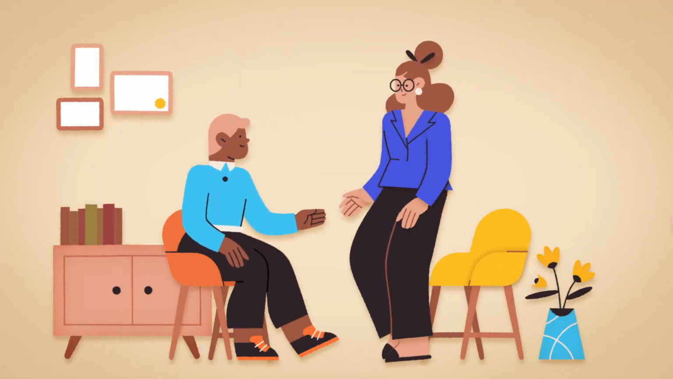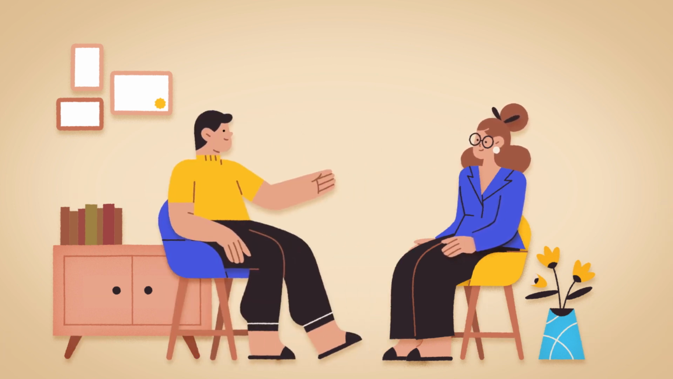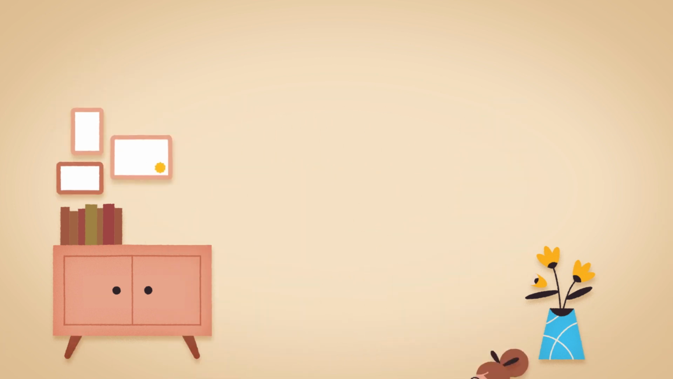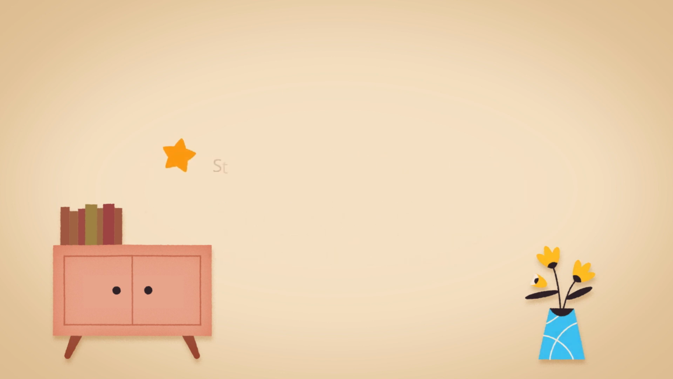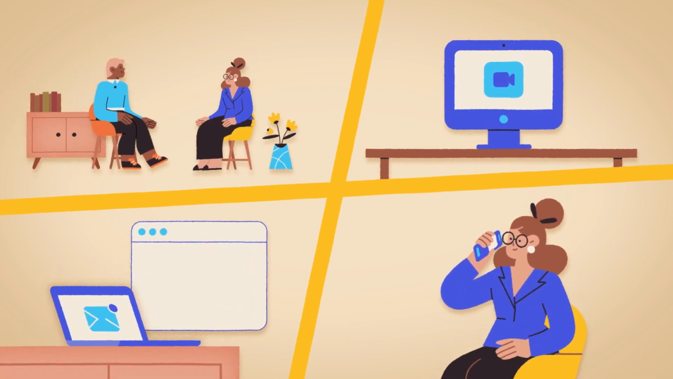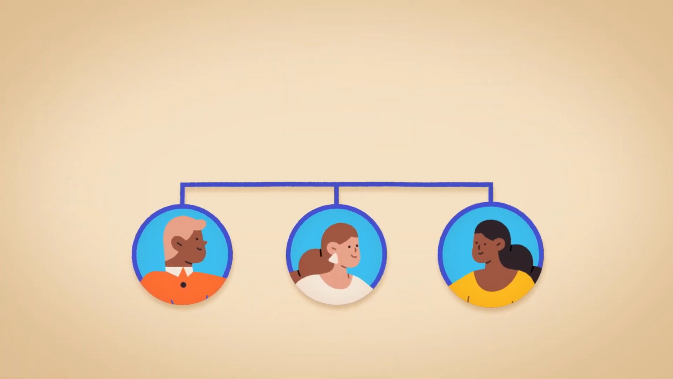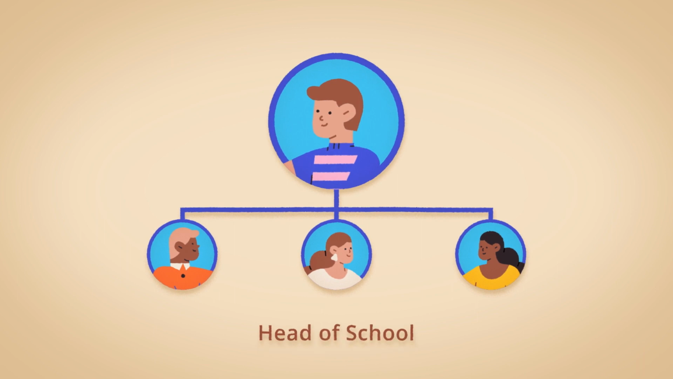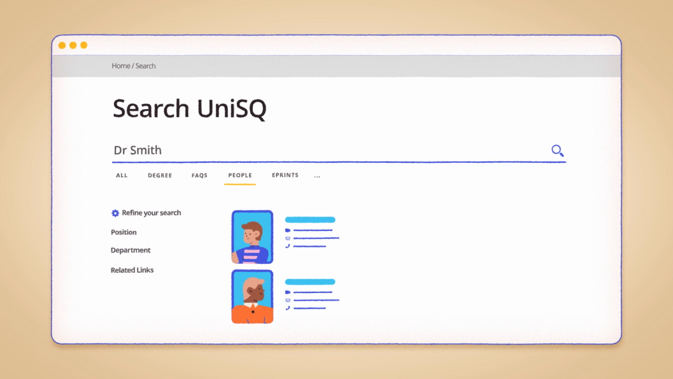In many cases, problems can be resolved just by talking with the person most directly connected to the issue. This might be your lecturer, course examiner, or a professional staff member. Although it's an optional step, informal resolution is often the quickest way to address misunderstandings or mistakes. Start by contacting the staff member. You might decide to arrange an in-person meeting or connect with them via phone, email, or Zoom. If you feel uncomfortable approaching them directly, you can speak with their supervisor, like a head of school or a section manager. You can find all their contact information on the UniSQ website.